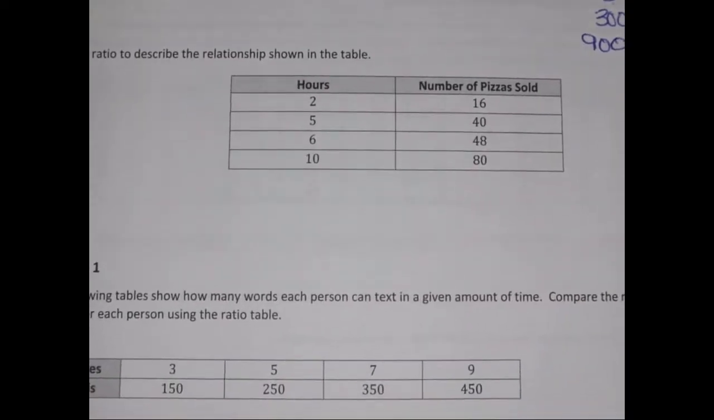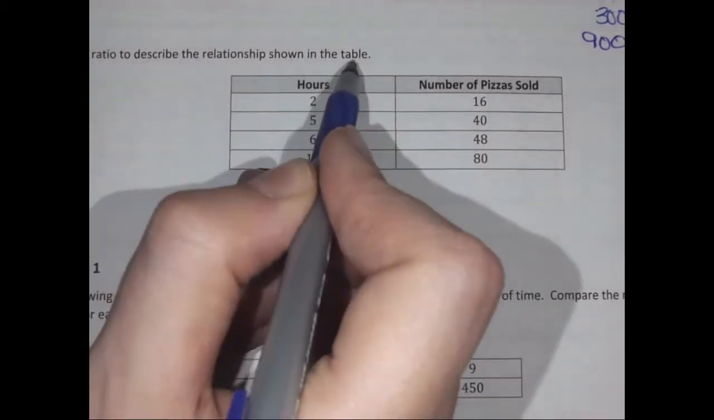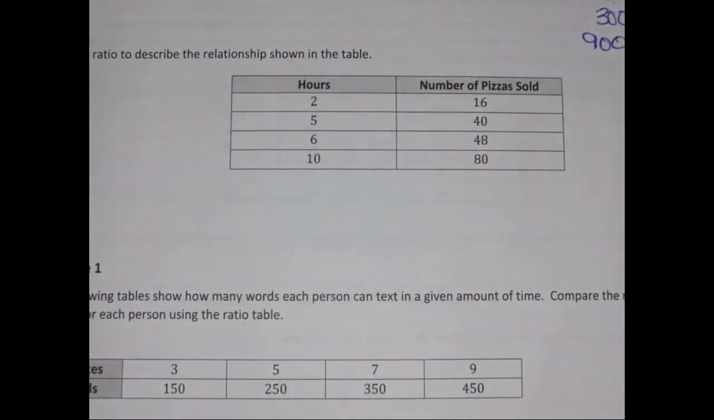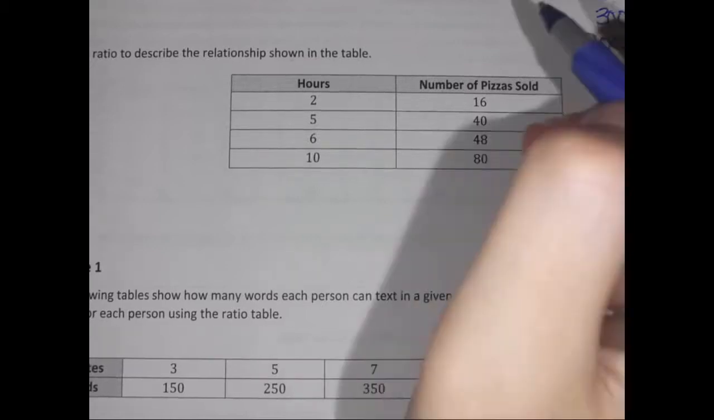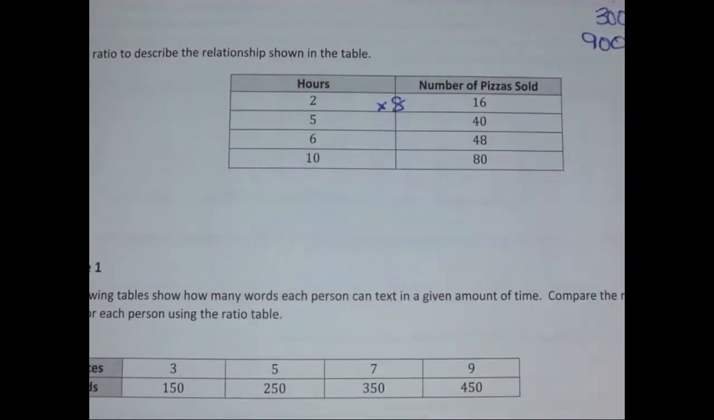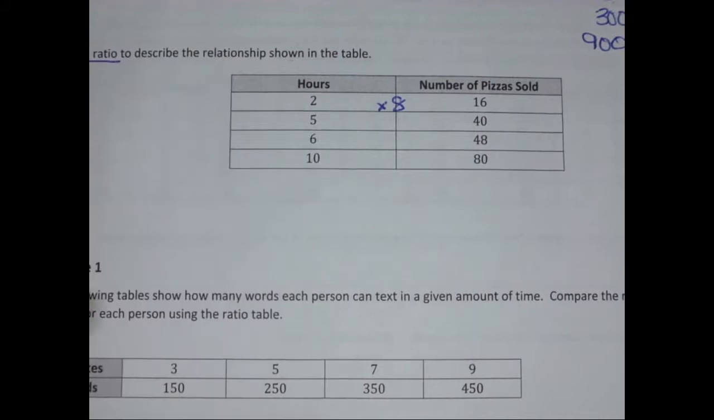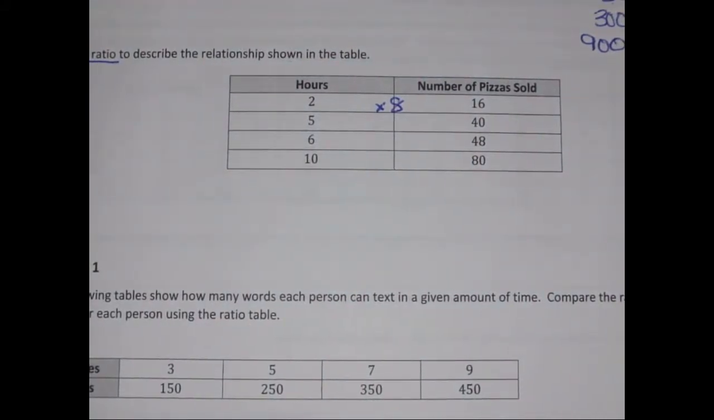Okay, so move down to the second part. Write a ratio to describe the relationship shown in the table. Anybody get to this part on the do now? Nice. Liliana, what did you do? Eight times 2. Okay, so she multiplied times 8 across the table. Now we have to write a ratio. What ratio should we write to describe the table?